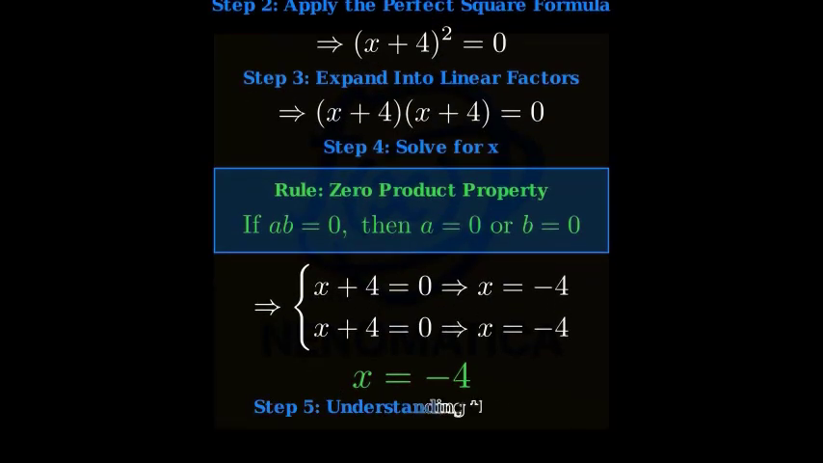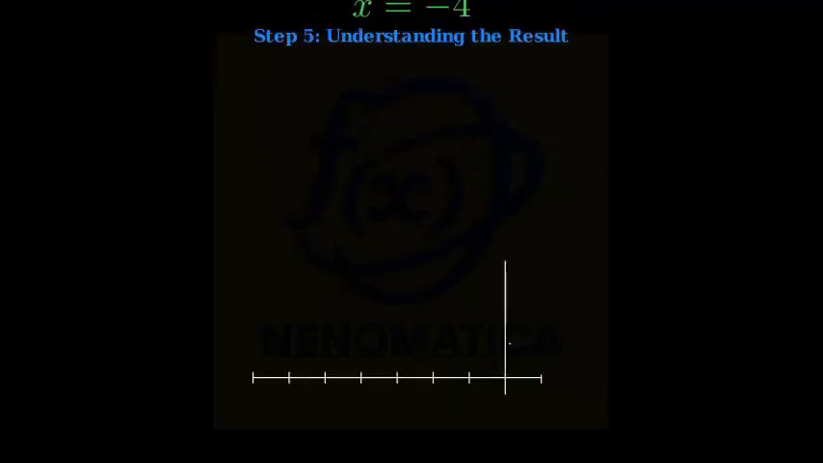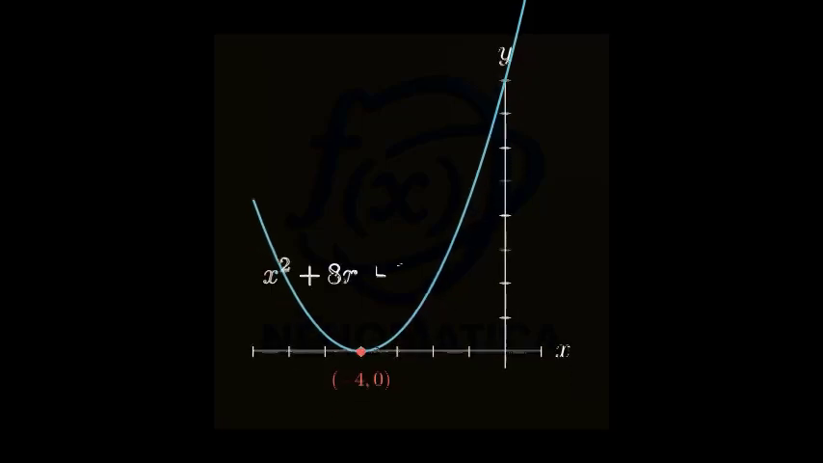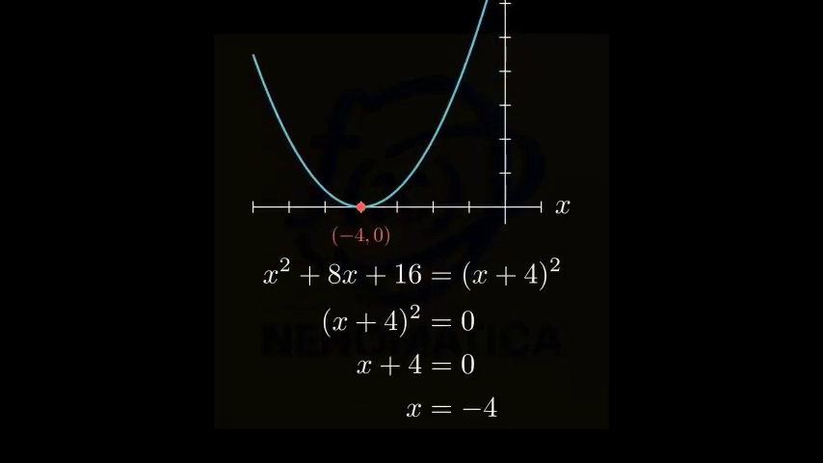Let's understand what this means graphically. When a quadratic equation has a repeated root, it means the parabola touches the x-axis exactly once at a single point. In this case, the parabola touches the x-axis at x equals negative 4. The perfect square trinomial pattern x squared plus 8x plus 16 can be written as x plus 4 squared, which cannot be negative. The only way x plus 4 squared equals 0 is when x plus 4 equals 0, giving us x equals negative 4.